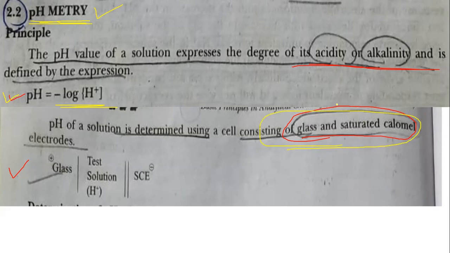We have already seen the glass and saturated calomel electrode. The arrangement also we have studied in the glass electrode, before this lecture. So see here, it is a glass electrode, and there is a test solution and a salt bridge, and to this side there is a saturated calomel electrode. So the glass electrode and saturated calomel electrode are separated by a salt bridge, and there is a test solution containing H plus ions.